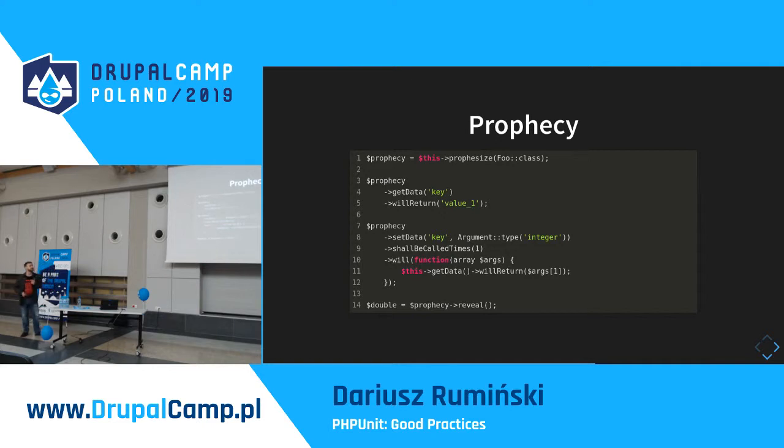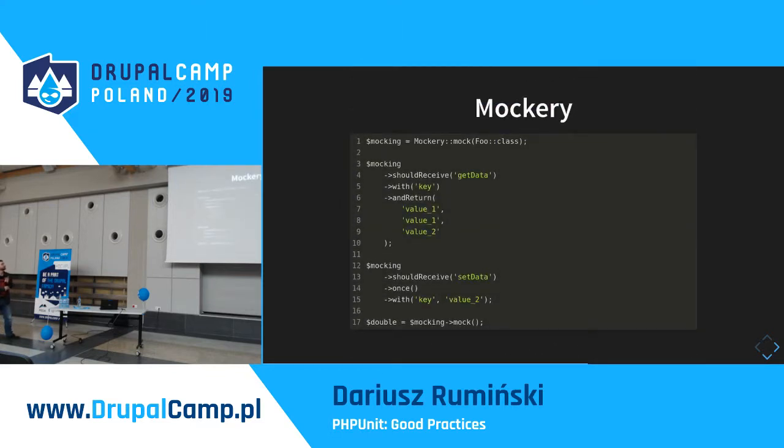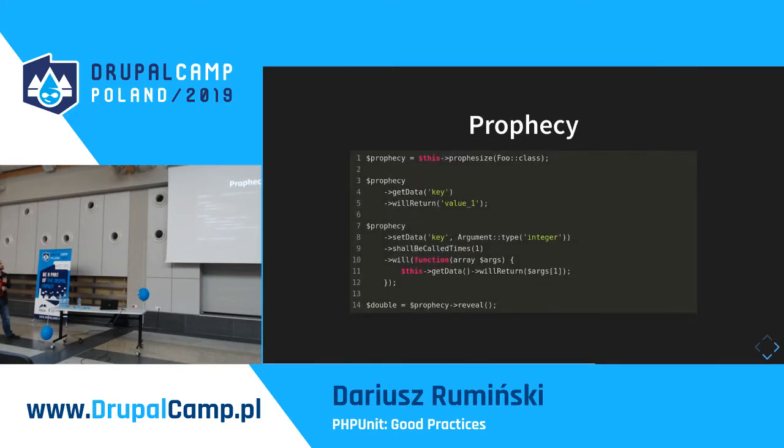What's different is Prophecy. Prophecy takes a totally different approach. One thing is that we don't say, like here, that you should receive getData. Instead of that, we have getData as a method, with the magic __call method used under the hood. And we can say that we expect key as a value, we will return value 1. A bit shorter syntax, but it's just the change that we see at the very first look.